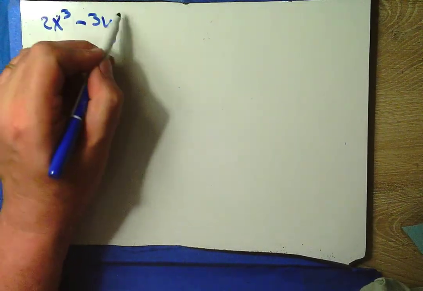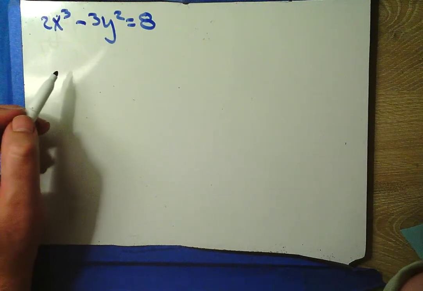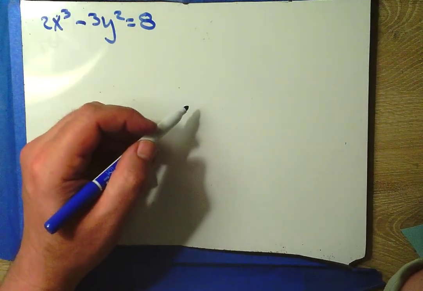So let's see about doing some second derivatives implicitly. How about 2x to the third minus 3y squared equals 8? Okay, second derivative. Well, in order to find the second derivative, I first need to find the first derivative.